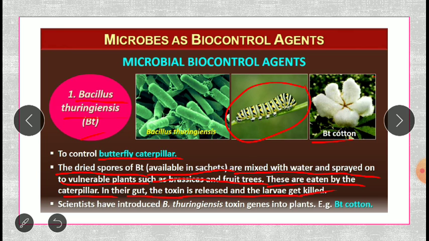Apart from this, we have also seen that scientists have introduced the Bacillus thuringiensis toxin gene into the plants itself. So there is no need of spraying it on the top. Instead, in the plant genome only they have introduced the BT gene. And hence when this BT cotton or BT gene plant is eaten by the caterpillar, it dies. So an example of this is the BT cotton.